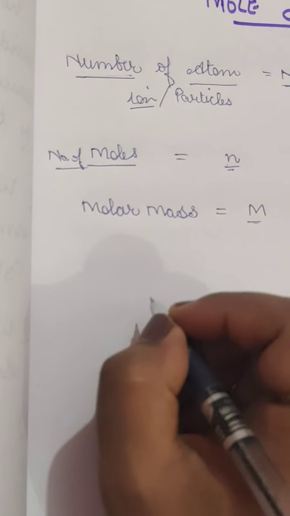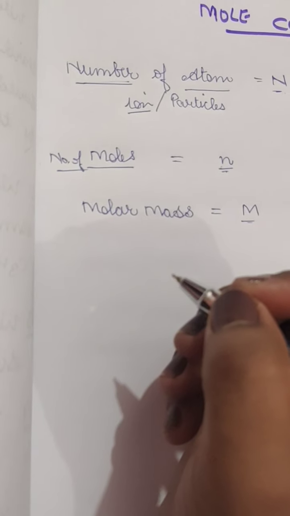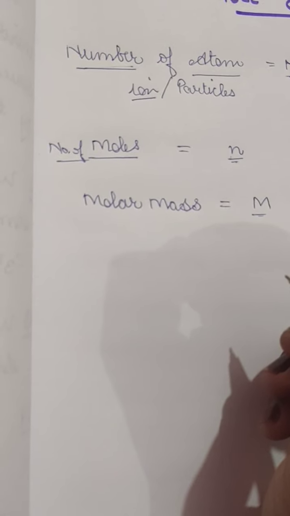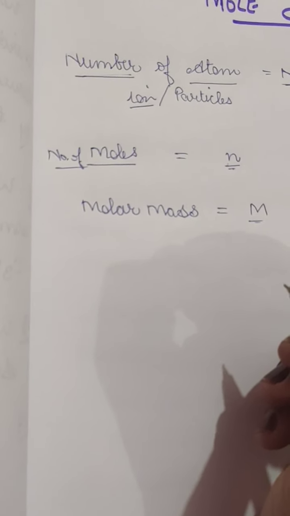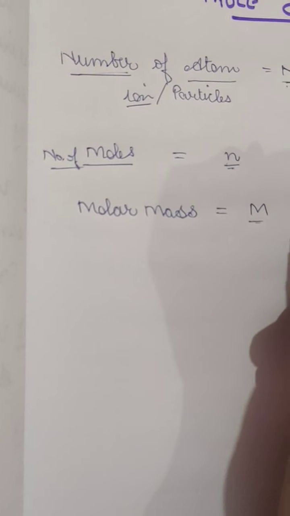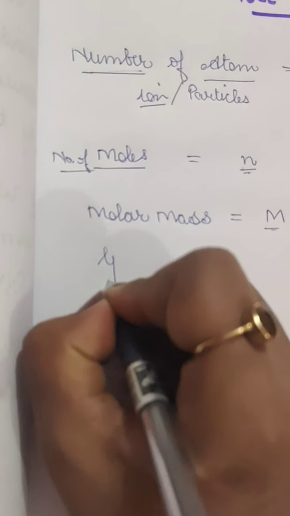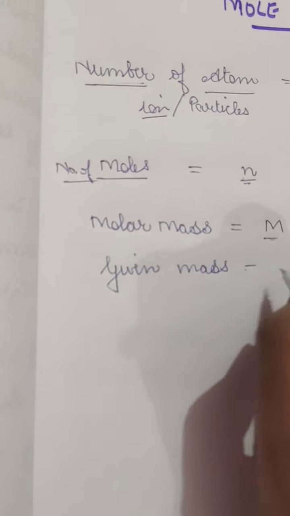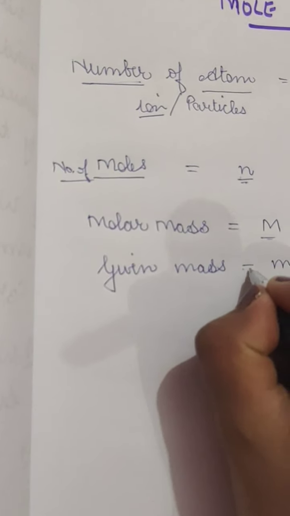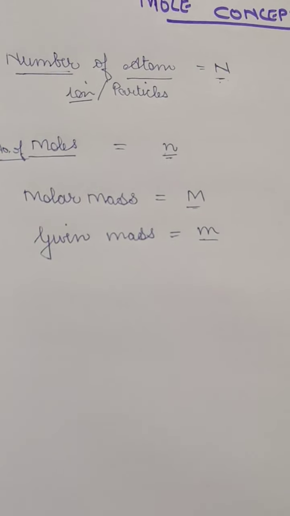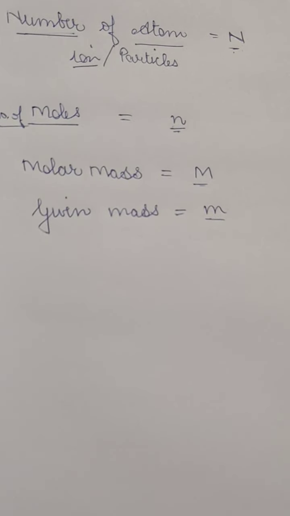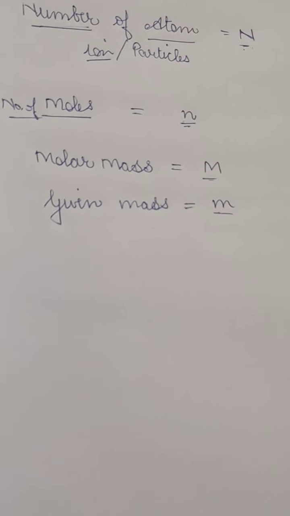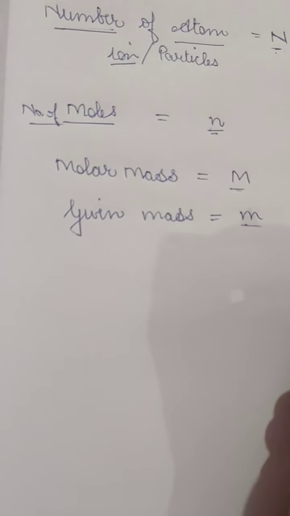The next thing is the given mass. The given mass is whatever is given in the question, and it is always denoted by small m. In some books, like Refresher, you will see W also, because mass is also measured as weight, but we will use m because it is m in the NCERT book.